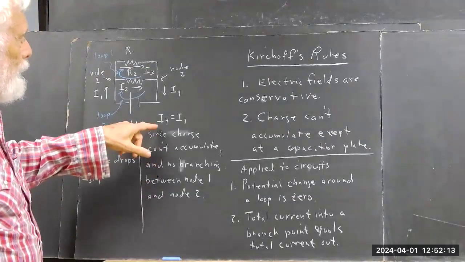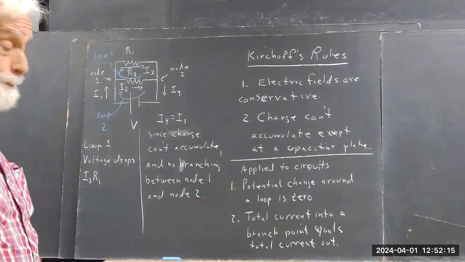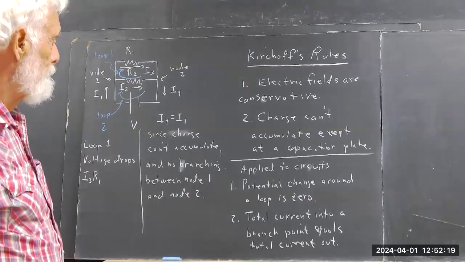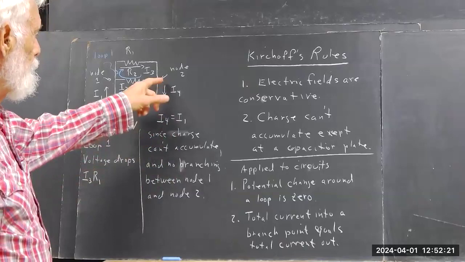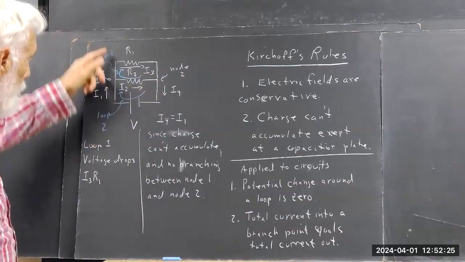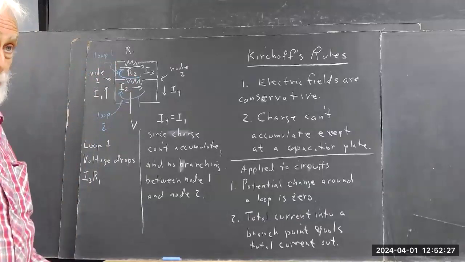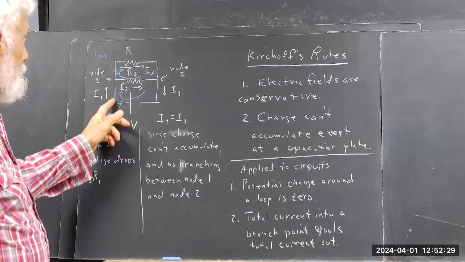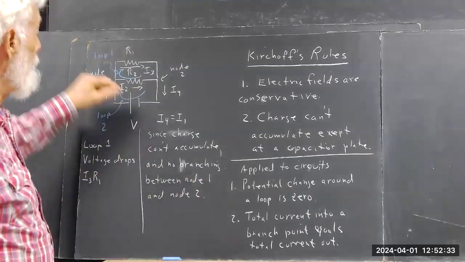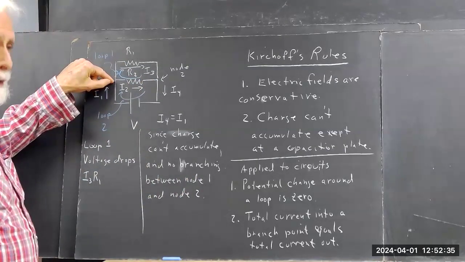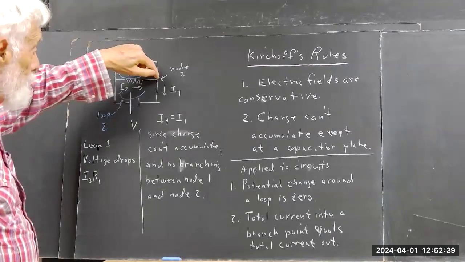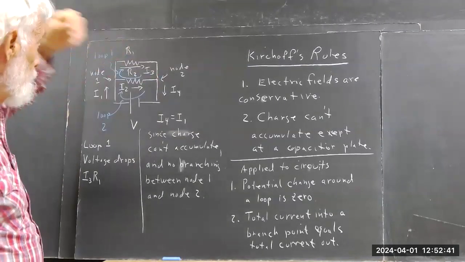I think I said I4 has to equal I1, since charge can't accumulate and there's no branching between node 1 and node 2. I wrote down node 1 here. This is a branching point, that's called a node. You can come into here and go this way or this way, some combination thereof. There are more than two currents. And same thing here. That's another node. That's node 2.